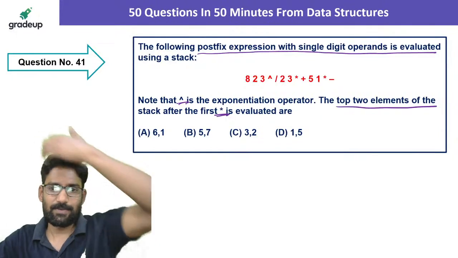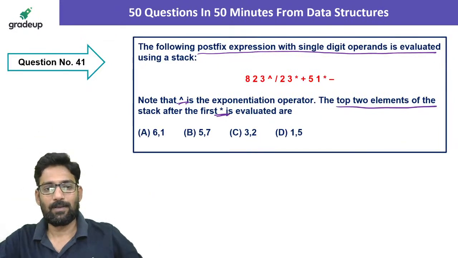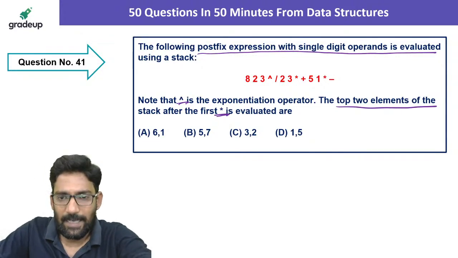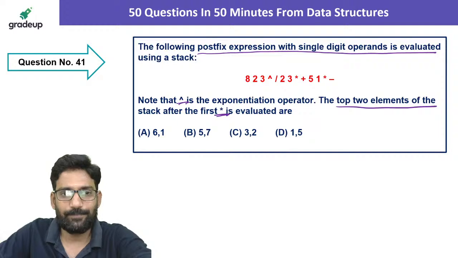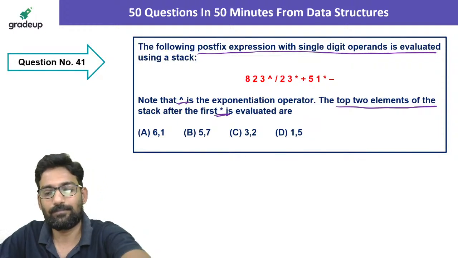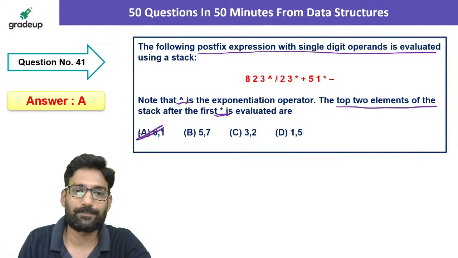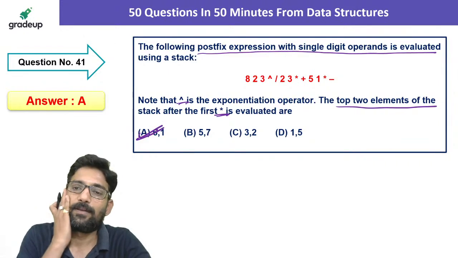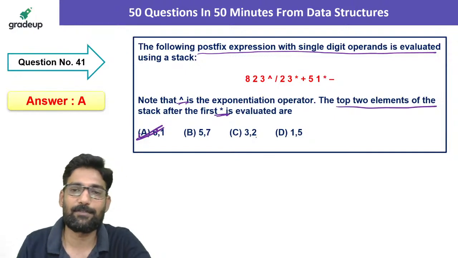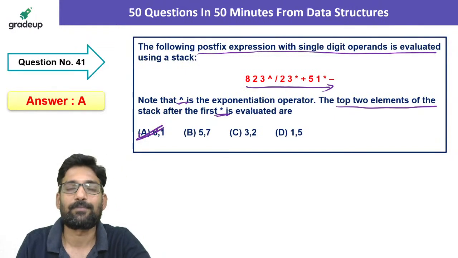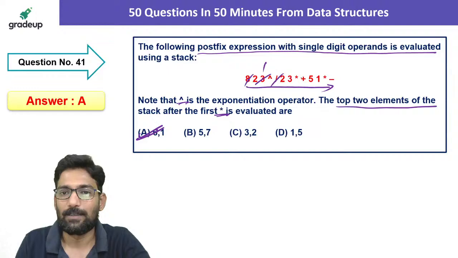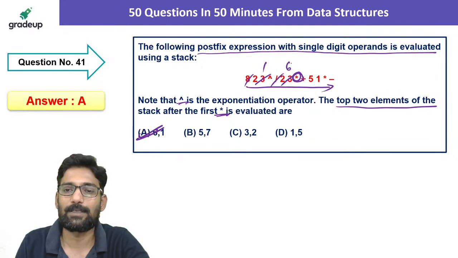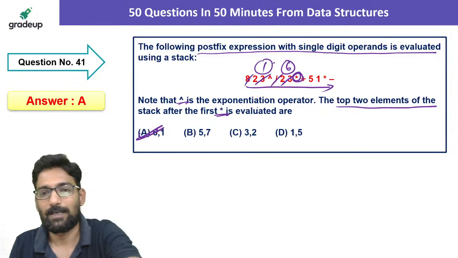So what is the answer for this question? Option A. Okay. Yes, you are correct. So it is a postfix expression evaluation. We will scan from left to right. So 8, 2 cube, 8, 8 by 8 is 1, 2 into 3 is 6. So after the first star is evaluated, what are the operands? 6 and 1. Next question.